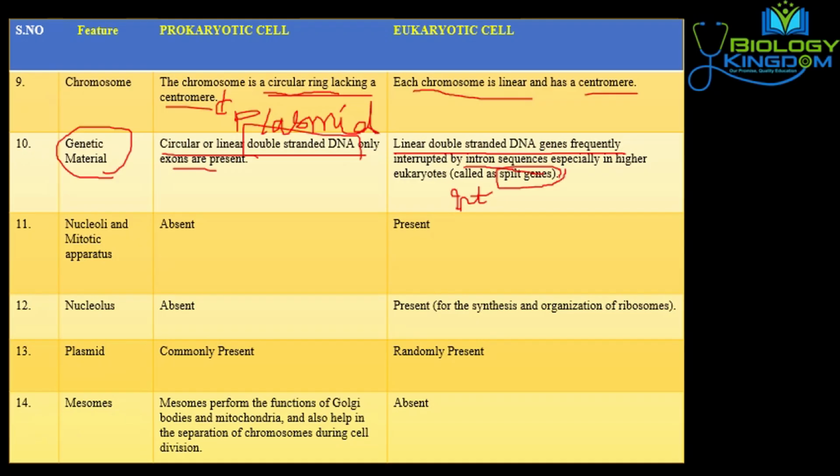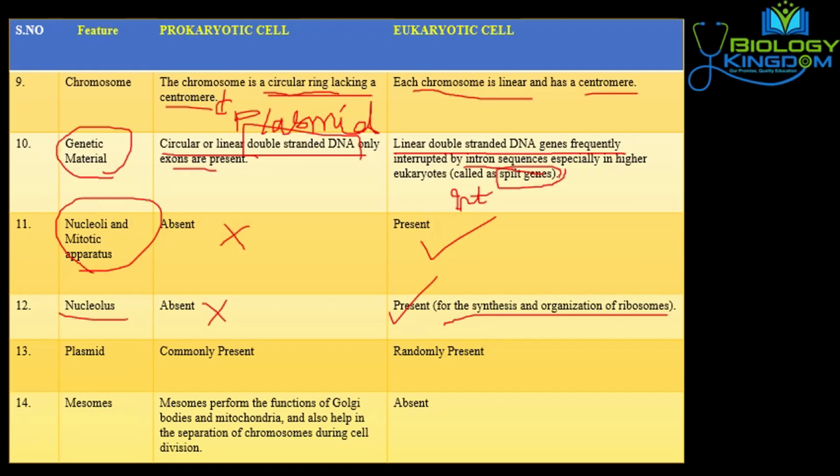The nuclei and mitotic apparatus are absent in the prokaryotic cell and present in the eukaryotic cell. In the nucleus cell organelle lesson we discussed in detail how the nuclei and mitotic apparatus, the chromatin disappearance and appearance, happen. Coming to the nucleolus, it is absent in the prokaryotic cell and present in the eukaryotic cell. It helps in the organization and synthesis of ribosomes in the eukaryotic cell.